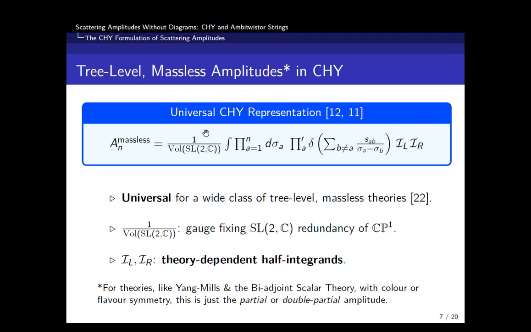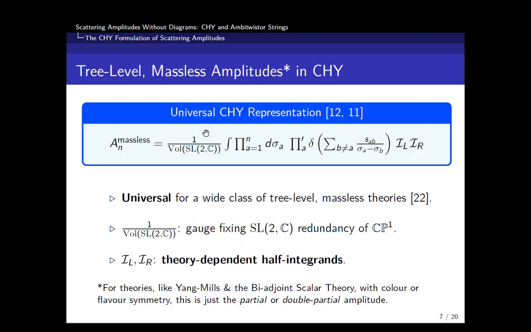Another important feature about this representation of our amplitude, in order to make sure everything's nice and gauge fixed, is that we need to divide by the volume of SL(2,C), because there's an SL(2,C) redundancy on the punctures on CP1, because the punctures themselves have this symmetry of Möbius transformations there.